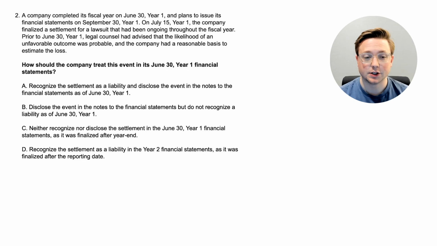All right, here we are at question 2. How should the company treat this event in its June 30 Year 1 financial statements? Let's go up to the top. A company completed its fiscal year on June 30th Year 1 and plans to issue its financial statements on September 30th Year 1.